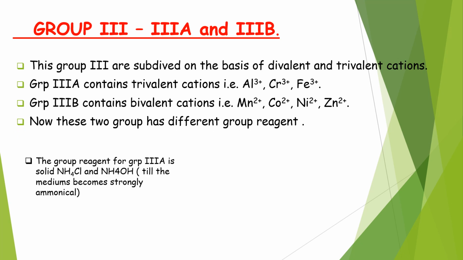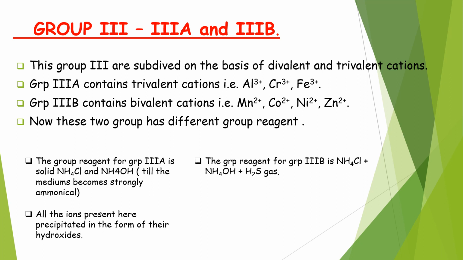These two groups have different group reagents. For group 3A, our group reagent is solid NH4Cl and NH4OH, and we have to add NH4OH till the medium becomes strongly ammoniacal or we get the smell of ammonia, and all the ions are precipitated in the form of their hydroxides. The group reagent for group 3B is NH4Cl, NH4OH and H2S gas, and the cations are precipitated in the form of their sulphides.